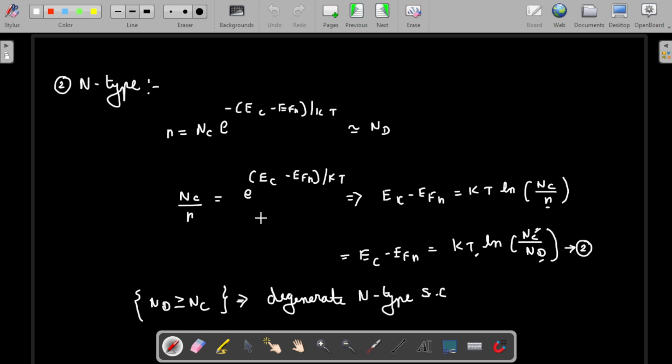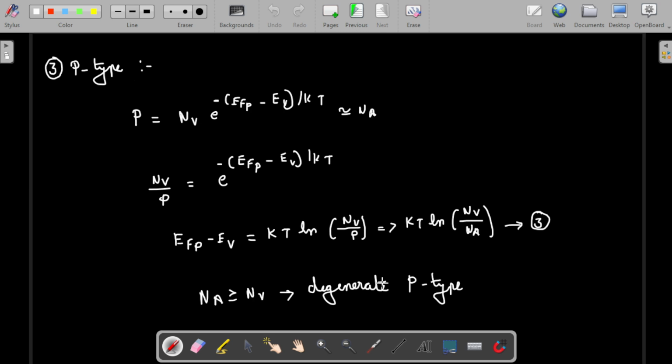Then the second thing is, we calculated for n-type. So we have a wonderful formula of relation in the energy band diagram. Then the third is the p-type we have found, and also we found the condition for the degenerated semiconductor.